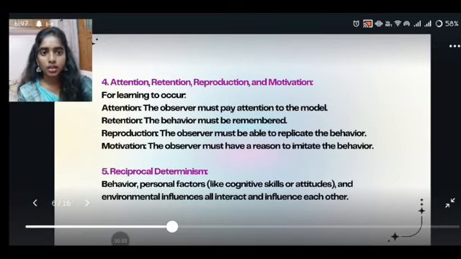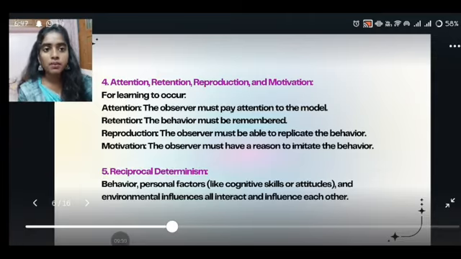For learning to occur, first, attention: the observer must pay attention to the model. The next one is retention. Here the behavior must be remembered. The third one is reproduction: the observer must be able to replicate the behavior. The fourth one is motivation: the observer must have a reason to imitate the behavior.